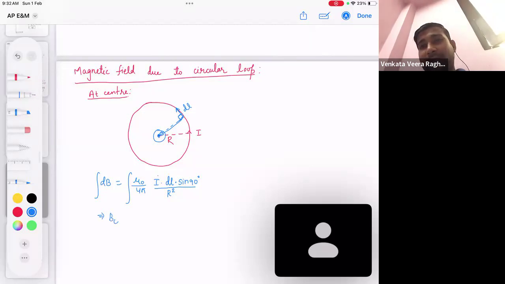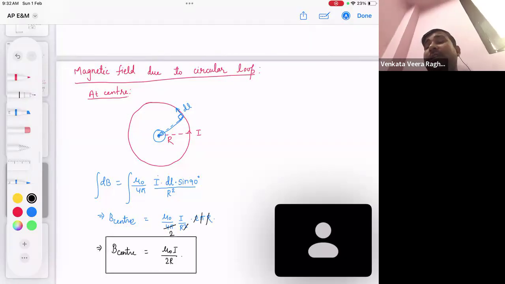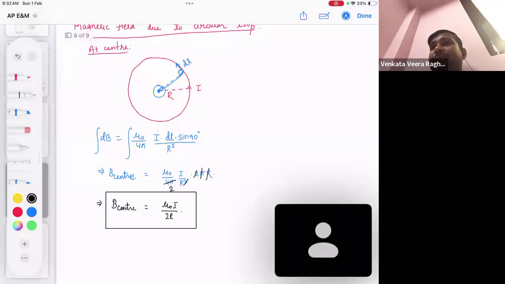So what is the magnetic field at the center of a circular loop? So mu naught by 4 pi, I by r square, sine 90 is 1, and if you do the dl integration, 2 pi r will come, isn't it? Simplify it, pi r and 2. So 2 will remain, 1 r will remain. So what is the magnetic field at the center of the circular loop? Mu naught I by 2r will come. So the magnetic field at the center of a circular loop is mu naught I by 2r.